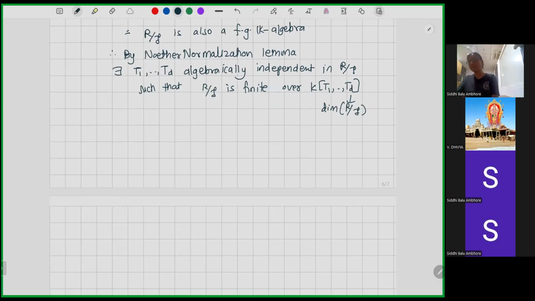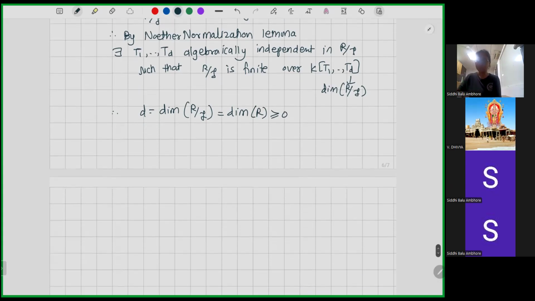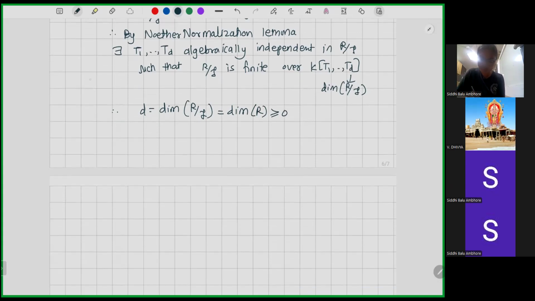This ring R mod P. So therefore this D is actually the dimension of R mod P, and we know once I have Noether normalization, it is finite over K, so the dimension is the same. So this is the result. So this is Noether normalization.